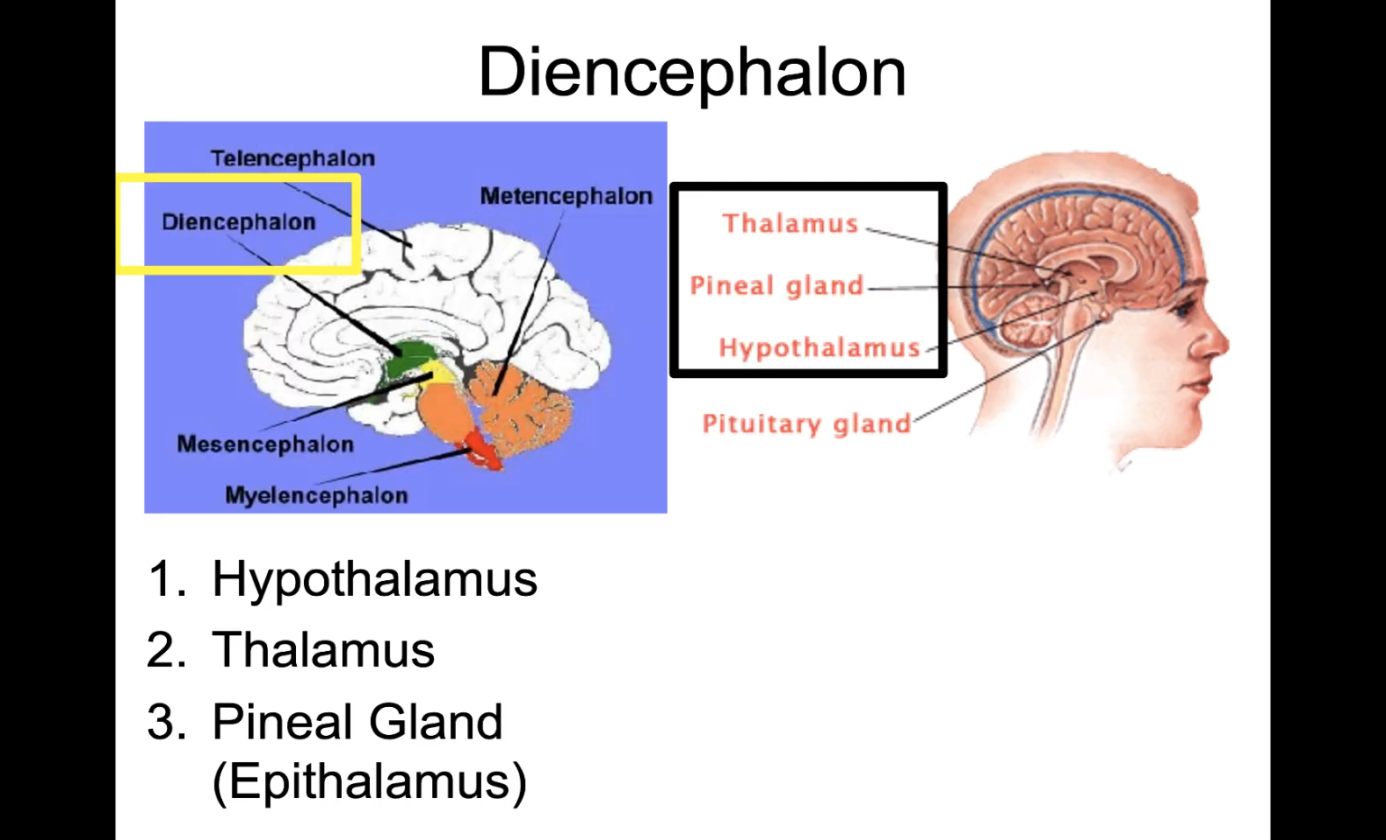Okay, so the diencephalon is going to include 3 parts. Let's just label that. That's what's going to make the diencephalon. The diencephalon lies deep within the brain, and the 3 parts that make up the diencephalon are the thalamus, the pineal gland or epithalamus, and then the hypothalamus.